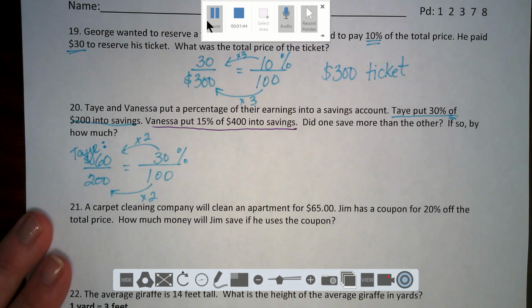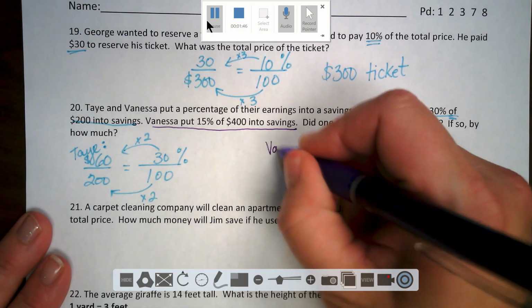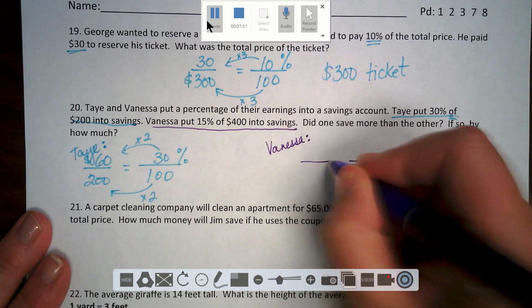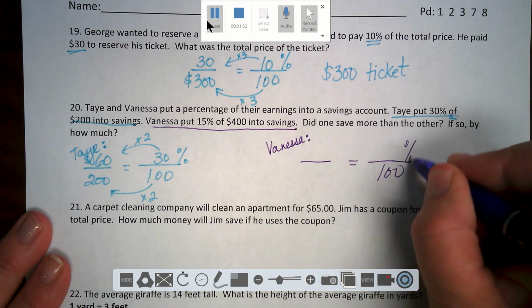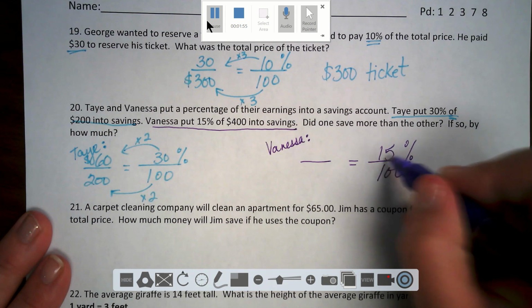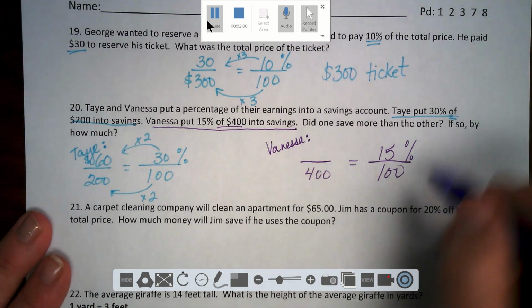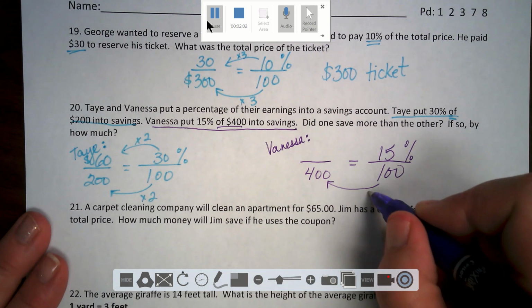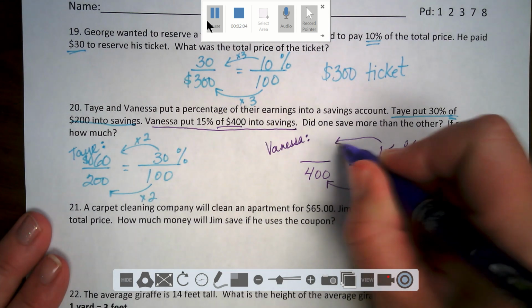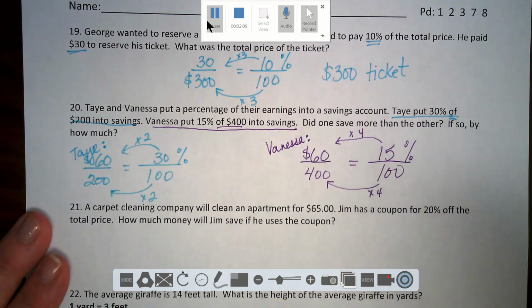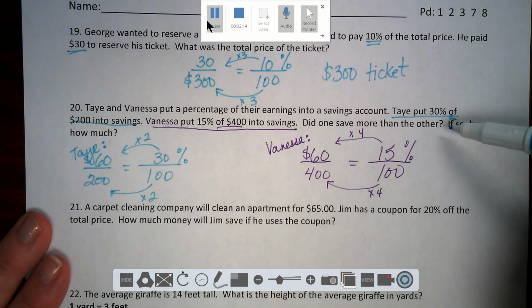Now let's take a look at Vanessa. And she's saving 15% of 400, so the $400 is going down here. And again, how do I get from 1 to 400? It's times 4. And 15 times 4 is 60. So when the question asks, did one save more than the other? No, they didn't. They saved the same.